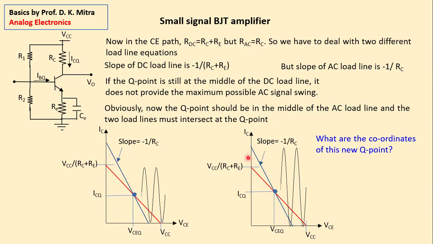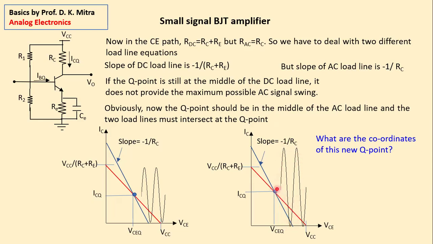The DC load line and AC load line must intersect at the Q point, so the Q point will be on both the AC load line and the DC load line. If you select a Q point at the middle of the AC load line, it becomes a little higher than the middle of the DC load line, because this was lower and this is higher, and then you can have the full output swing.